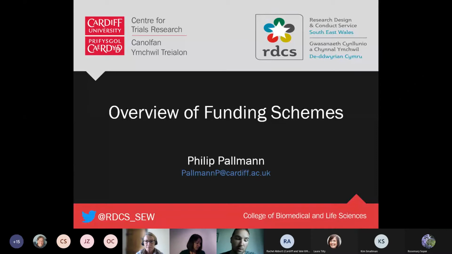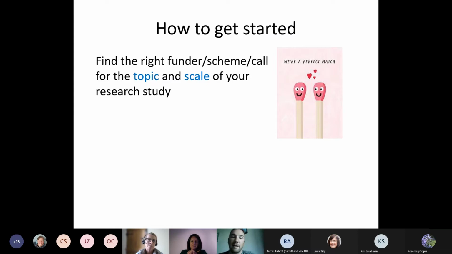You now know how to shape your idea, how to phrase your question, how to involve the public and patients and service users, how to do your literature search. Now you need the money, now you need the cash. So how do you get started?